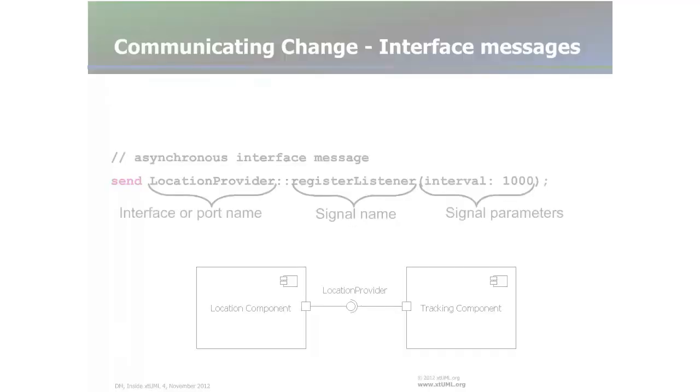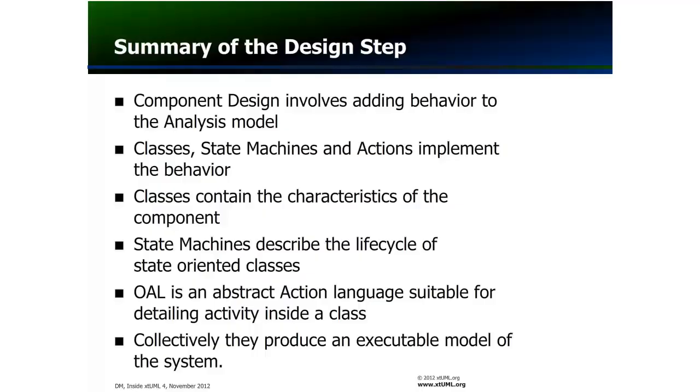To summarize, xtUML component design is about creating executable behaviors for the components identified during analysis by adding classes, state machines, and activities to the component diagram. With this combination of diagrams, an xtUML simulation environment can perform the third step of the process, validation. In that environment, the runner's watch is likely to perform similar to this model.